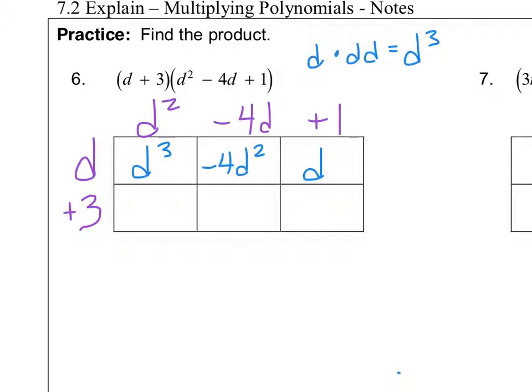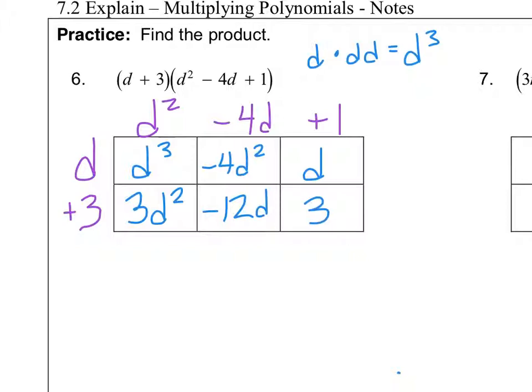Now let's go to this box here at the bottom row. And I've got 3 times d squared. So that's 3d squared. Now we're going to go to this box, so that's going to be 3 times negative 4d. So that's going to be negative 12d. And then our very last box here is just going to be 3 times 1. So 3.